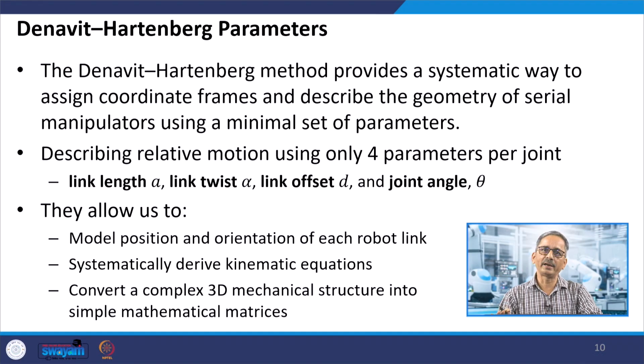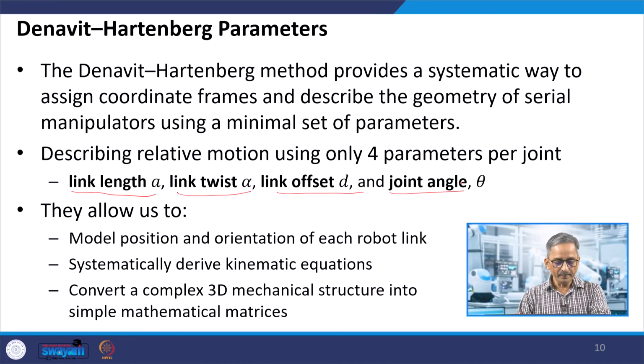Out of these 4 DH parameters, 2 parameters describe the link, and the other 2 describe the connection between the links. The 2 parameters describing the link are link length and link twist, and the 2 parameters describing the connection between the links are the link offset and the joint angle.